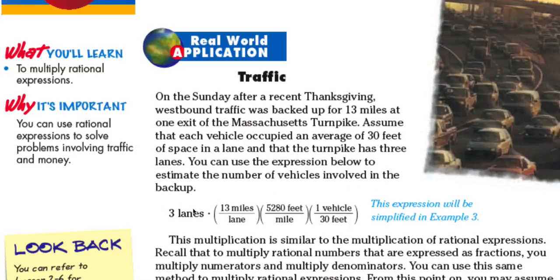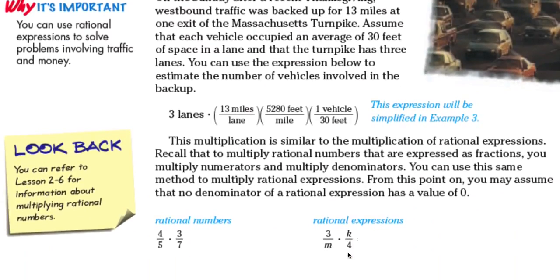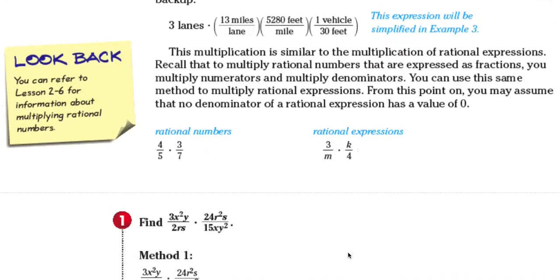So you have 3 lanes, multiply that by 13 miles a lane, okay? And 1 mile is 5,280 feet, okay? And one vehicle is 30 feet, and we will simplify this in example 3. Okay, so this multiplication is similar to the multiplication of rational expressions. Recall that to multiply rational numbers that are expressed as fractions, you multiply numerators and multiply denominators. You can use the same method to multiply rational expressions.